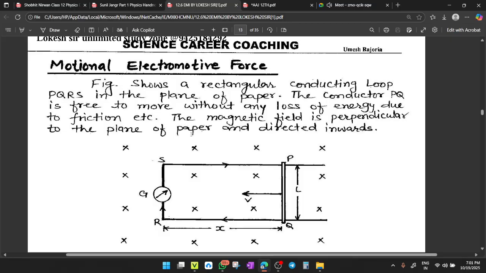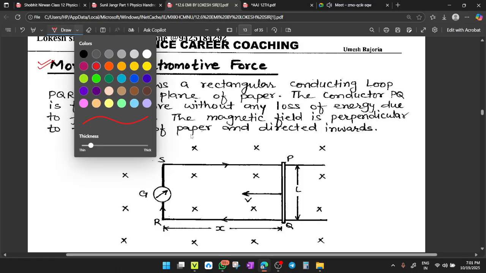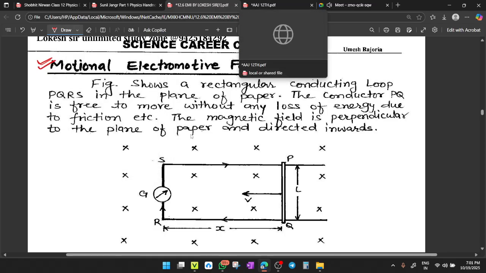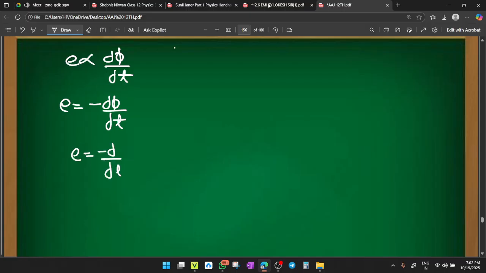So in our electromagnetic induction classes, we're starting today's topic, and the topic of the day is motional electromotive force. Students, yesterday we talked about the flux, and as per Faraday's law, the amount of induced EMF is directly proportional to the rate of change of flux, right? And after Lenz's rule, the final relation we derived is E equals minus d phi by dt.